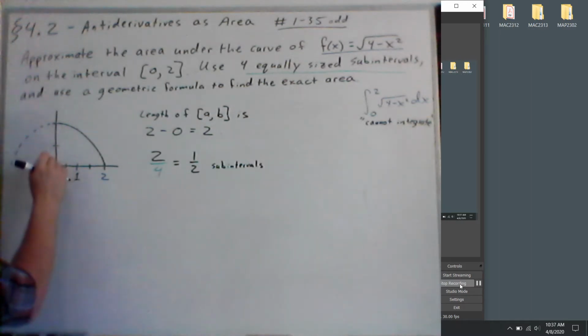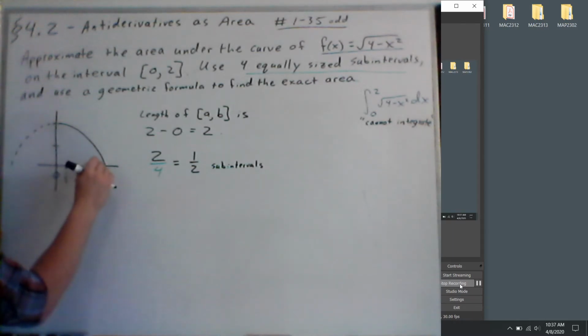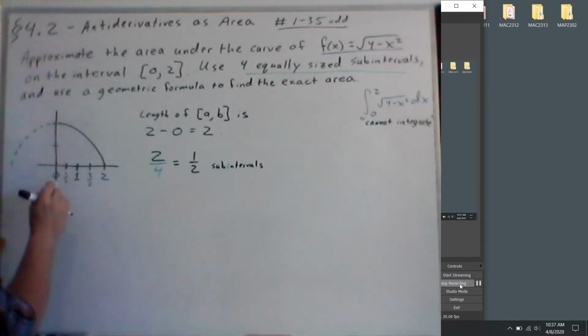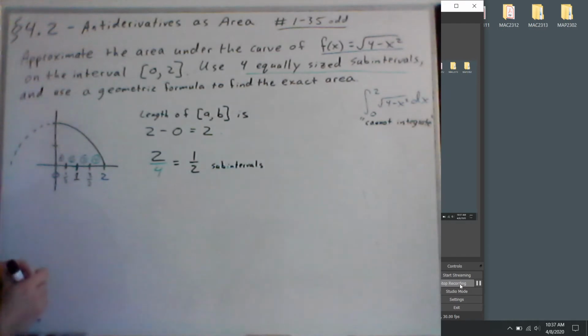which means I'm going to chop this up so that it starts here and goes to here. There's 1 subinterval, goes from 1/2 to 1. There's another subinterval, goes from 1 to 3/2. There's another subinterval, and then goes from 3/2 to 2. There's subinterval 1, there's subinterval 2, there's subinterval 3, there's subinterval 4.